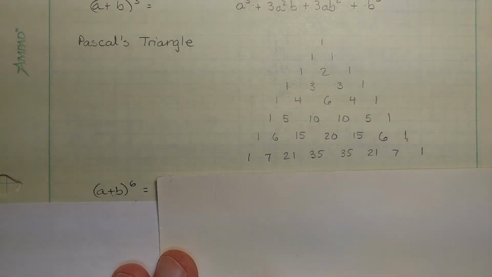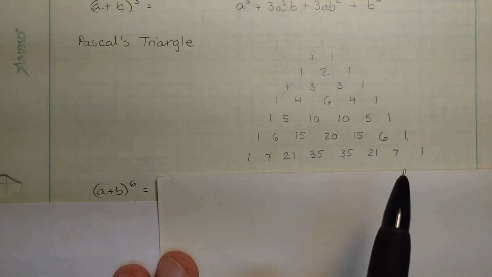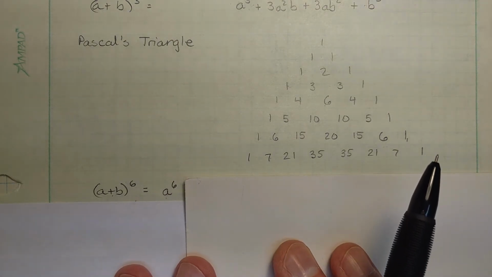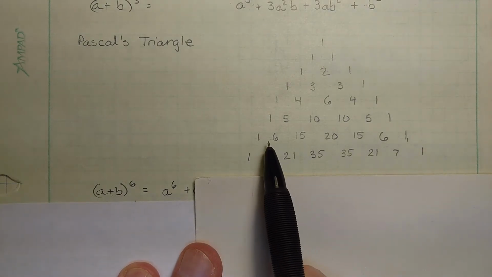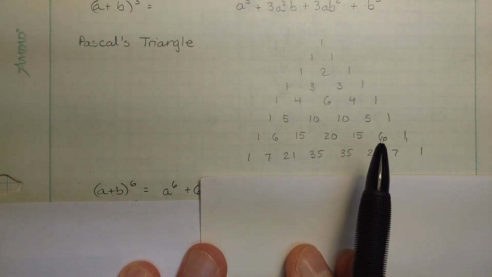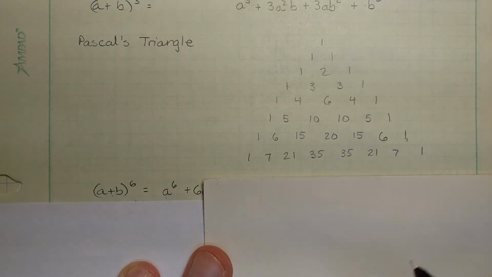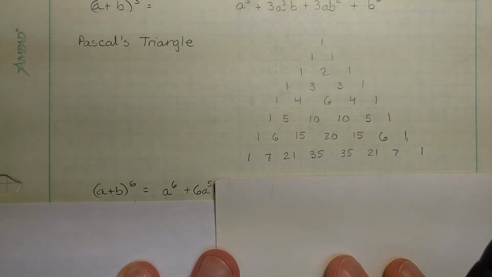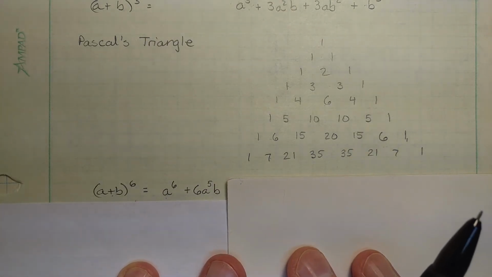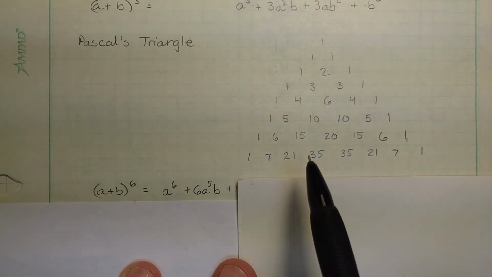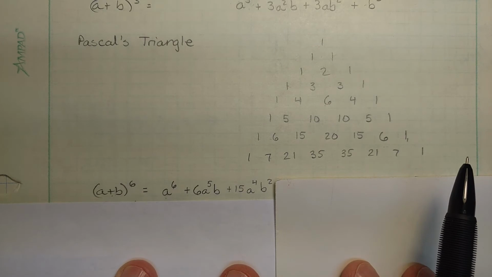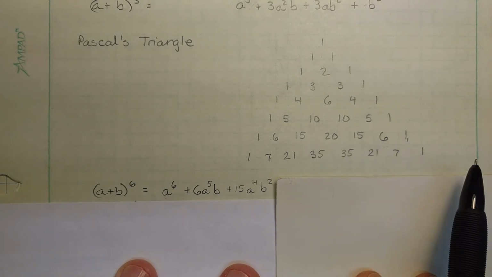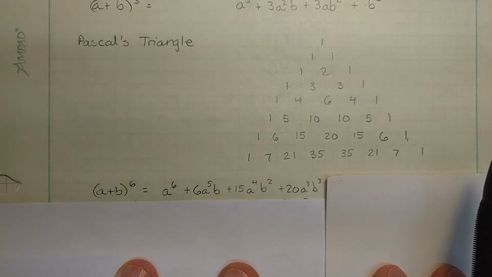So we know that our first term here will have A to the 6th and B to the 0, and our first coefficient is 1, so it's just A to the 6th, plus. Then we look for our next coefficient here, which is going to be 6. We know we'll go A to the 5th, go down 1 there, and go B to the 1st. Then we go plus, look at our next one, 15. We see A to the 4th, B squared. Then we'll go 20. And we know we have A cubed, B cubed.